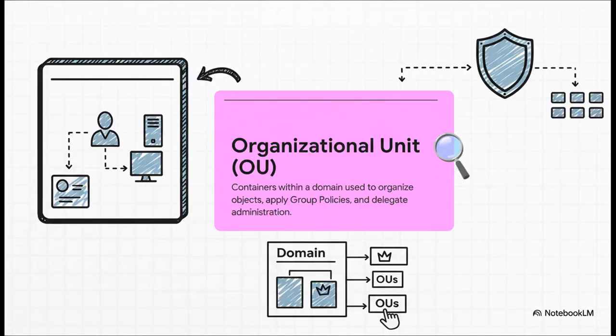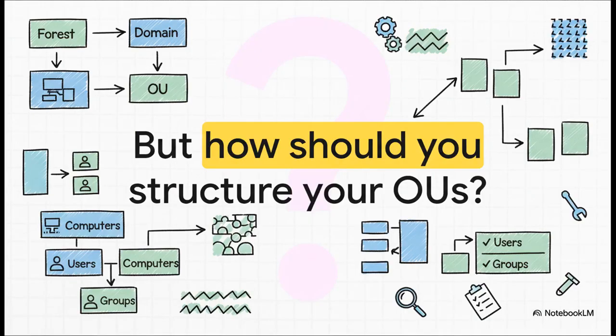So an OU is really just a container, like a folder inside your domain. And it has two primary jobs. First, to organize objects, like your users and computers, so you can apply specific group policies to them. And second, and this is the crucial part, so you can delegate administrative control over those specific objects to specific groups of people. And this is where the real design work kicks in. There's no single right answer here, but there are a few common models, and each one has its own pros and cons.